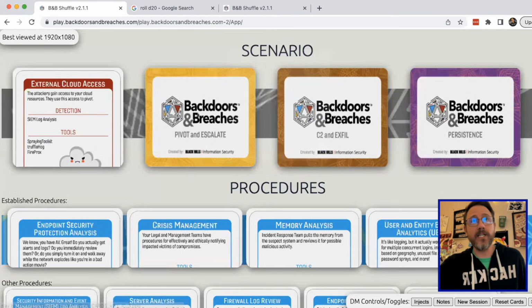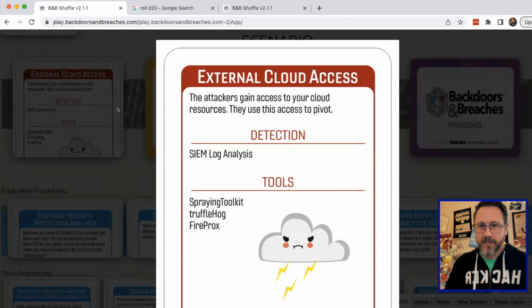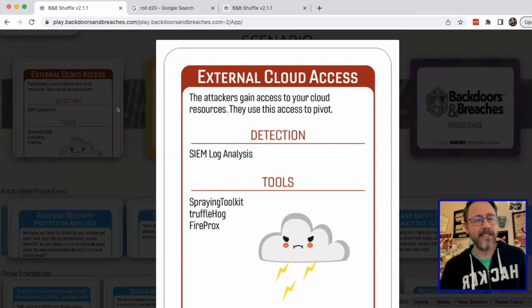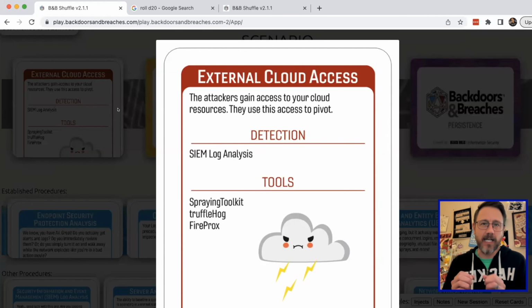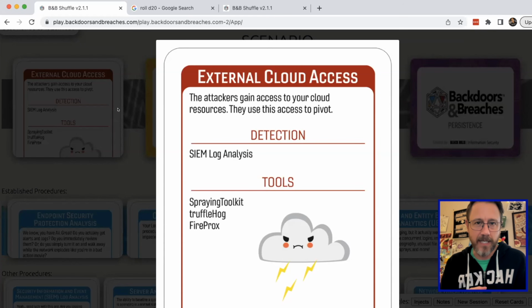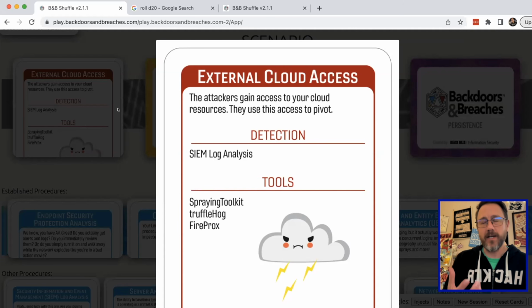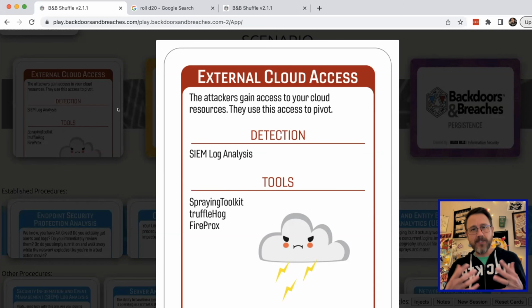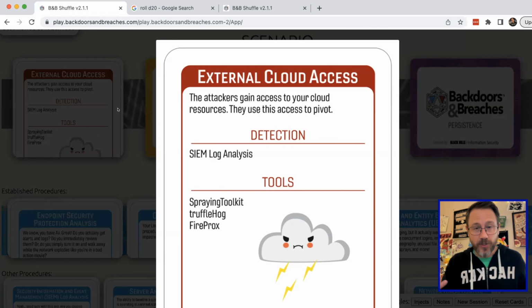Okay, external cloud access. Here's an opportunity to talk about all your external cloud access features. In fact, we have an entire cloud security expansion deck of Backdoors and Breaches coming out later this year from Bo Bullock and some of the other people on our team. So the attackers get in through external cloud access. Now you can start talking about what cloud access accounts you have, what abilities you have, and what features and services you have.